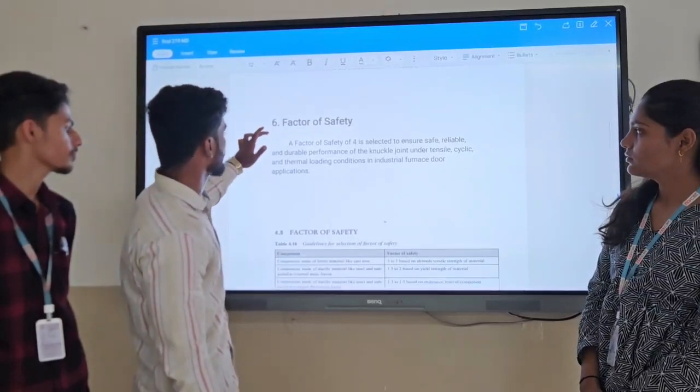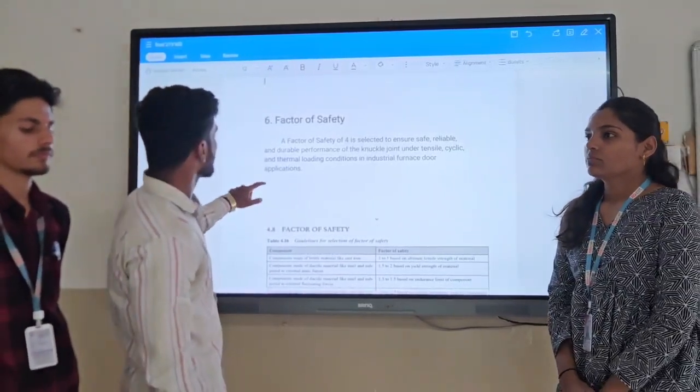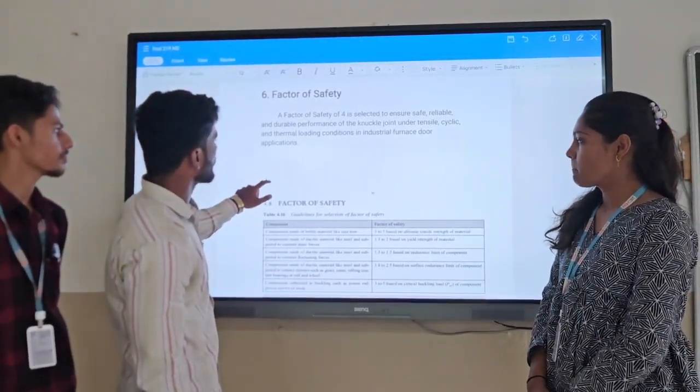Six is the factor of safety. The factor of safety of all selected materials ensures safe, reliable, and durable performance of the joint.